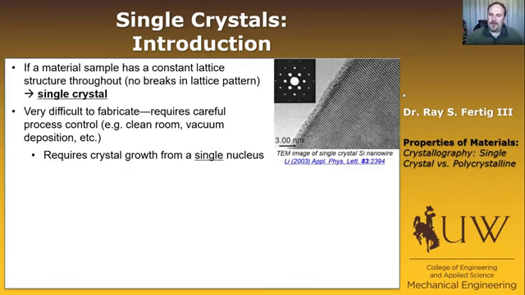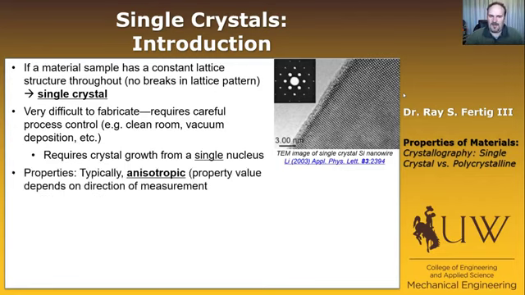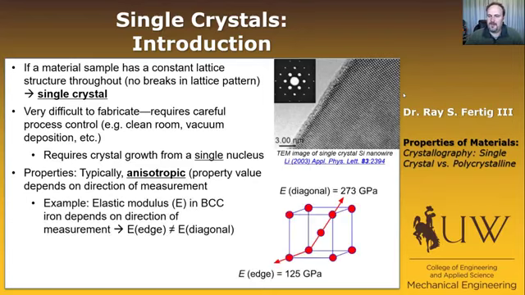Okay, how about properties of single crystals? We've talked about FCC and BCC and HCP and shown you some other structures as well. But in a single crystal, properties are typically what we call anisotropic. Hopefully you've heard this phrase before, but I'm going to remind you of it. What that means is that the property value is dependent on the direction that we measure. So here's an example to illustrate that.